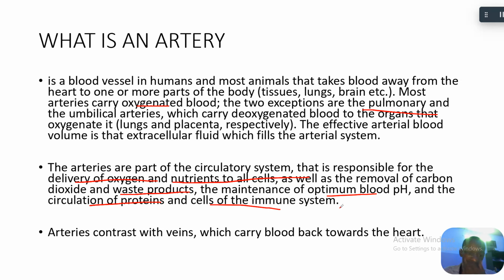Now, arteries are different from veins. Why? Arteries carry oxygenated blood away, except the pulmonary artery, while veins carry deoxygenated blood. Arteries carry oxygenated blood away, while the veins carry deoxygenated blood back, except the pulmonary vein.